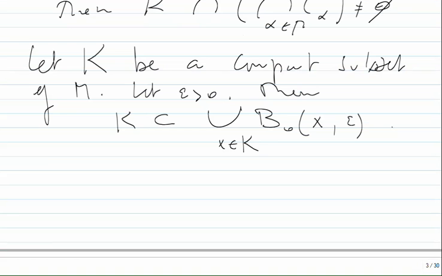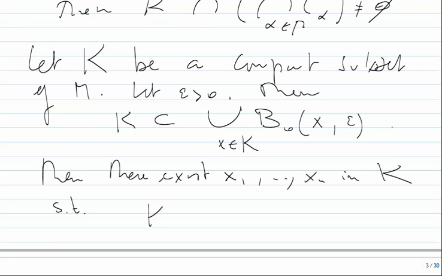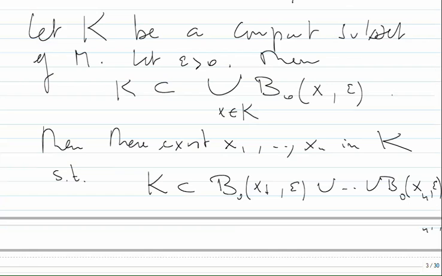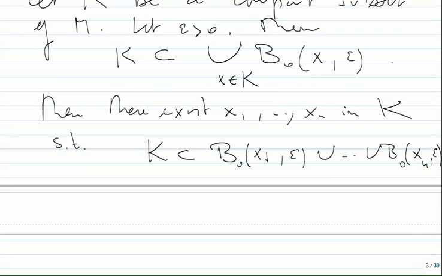Since open balls are open and K is compact, there exist x_1, ..., x_n in K such that K is covered by the union of B(x_i, epsilon). So you see, K can be covered by finitely many open balls centered in K with radius epsilon, given that epsilon. So this implies a property known as totally bounded.